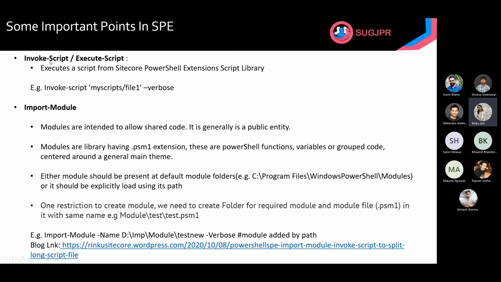And apart from Invoke-Script, we also have the dot-sourcing option, where we can just say dot and the script name. Based on that, it also incorporates that script in your current script. Like this is an example: Invoke-Script, and then the path of your script. And here we are using verbose, so whatever is there in that script, it will give the details in the command window.